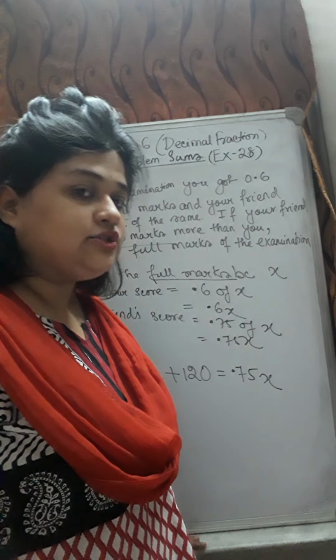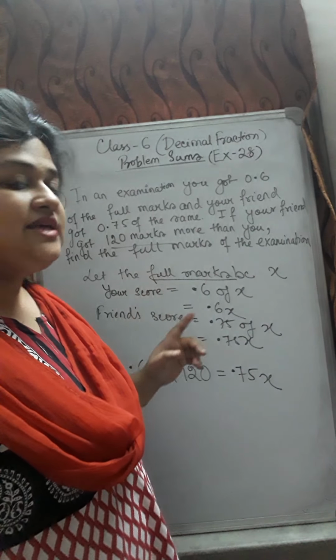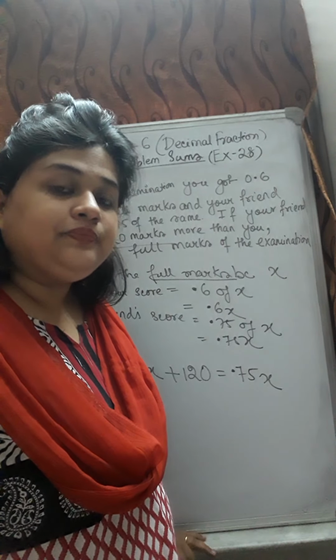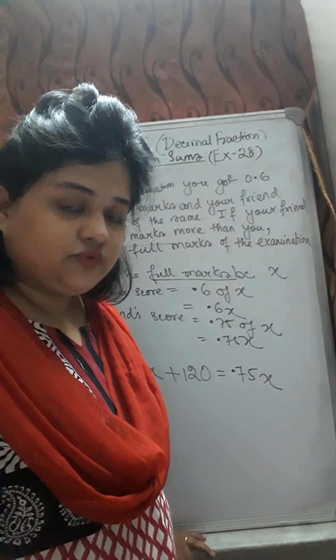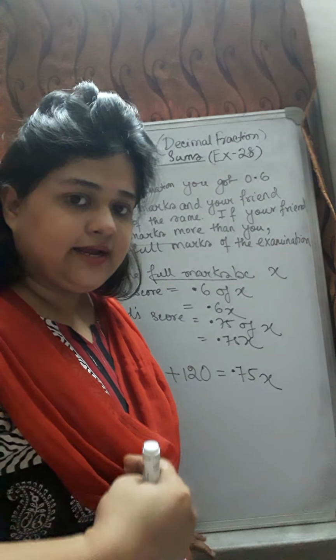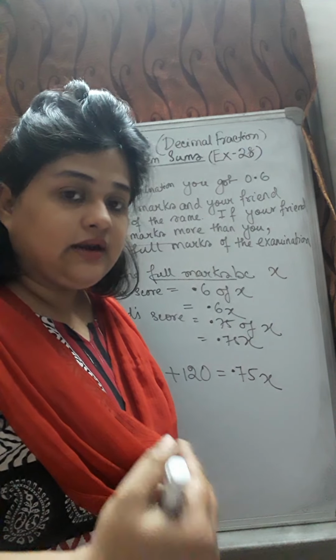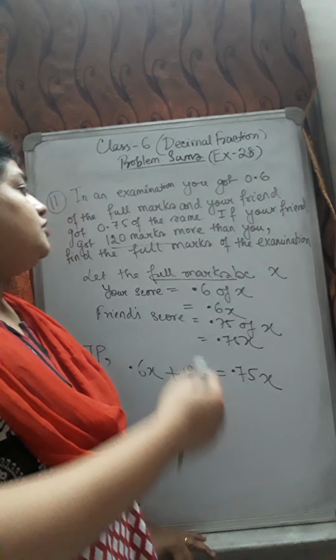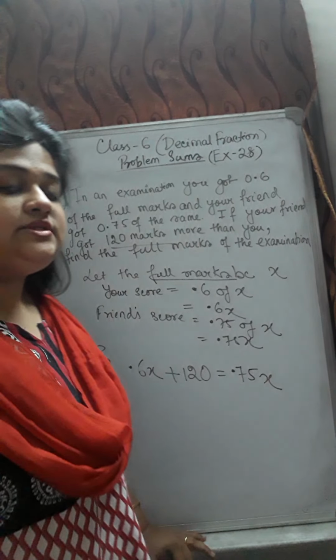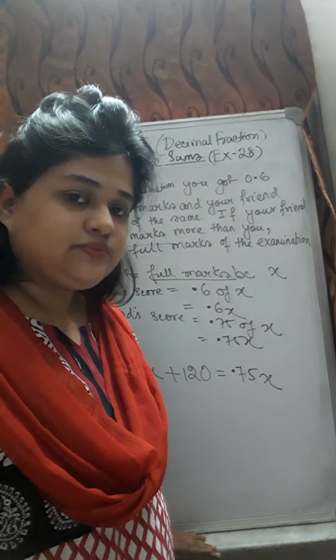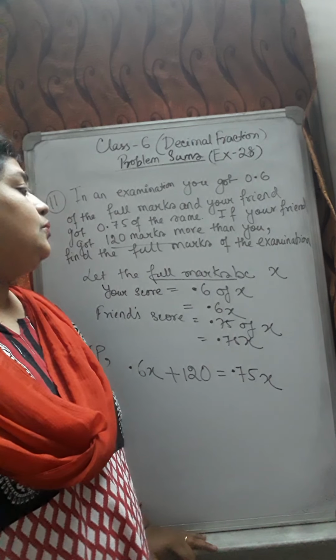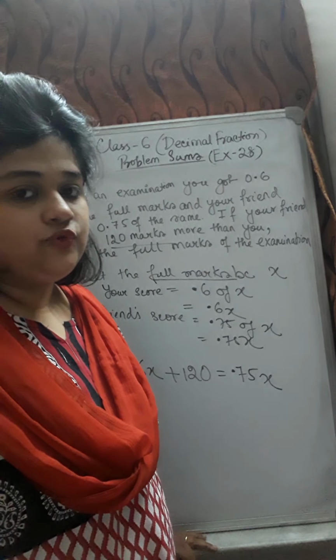Your friend has got 0.75 of the same. So 0.75 of the same means 0.75 of the full marks. So you and your friend are getting different marks. And how much difference? Your friend gets 120 marks more than you. So this much information is provided. What is the full marks? We have to find out.